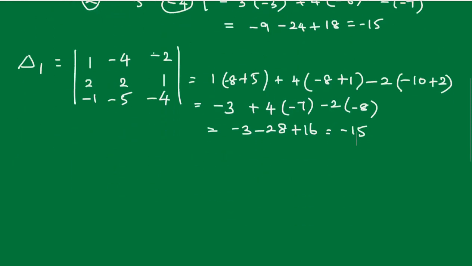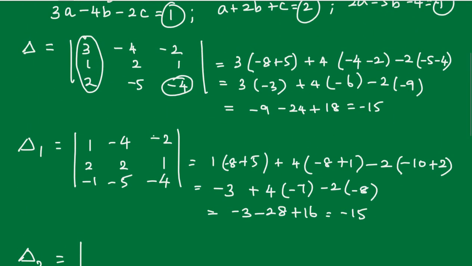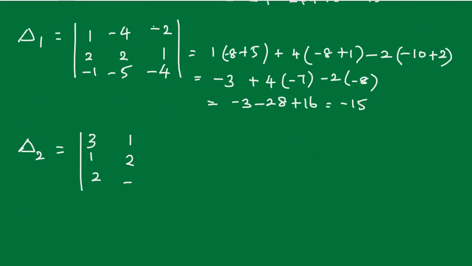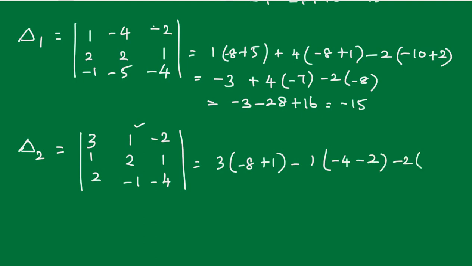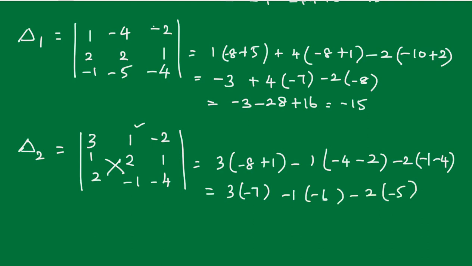Delta 2, the coefficients of b are replaced by the constants. Now delta 2 is equal to, the first row remains as it is, 3, 1 and 2, minus 1, third column remains the same, minus 4. Now this is equal to 3 into minus 8 plus 1, minus 1 into minus 4 minus 2, minus 2 into minus 1 minus 4. Now this is equal to 3 into minus 7, minus 1 into minus 6, minus 2 into minus 5, which is equal to minus 21 plus 6 plus 10, which is equal to minus 5.